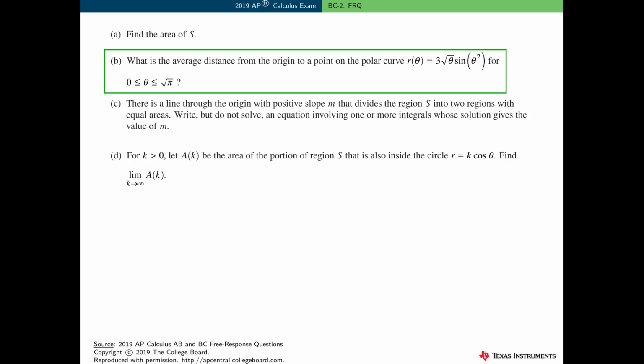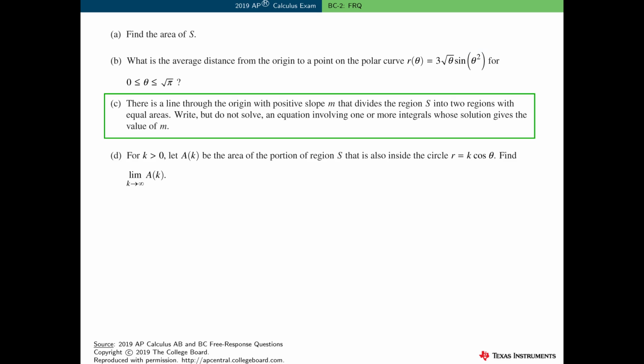In Part B, we need to find the average distance from the origin to a point on the polar curve, for theta between 0 and the square root of pi. In Part C, we're told that there is a line through the origin with slope m that divides the region S into two regions of equal area. And we're asked to write an equation whose solution yields the value of m.